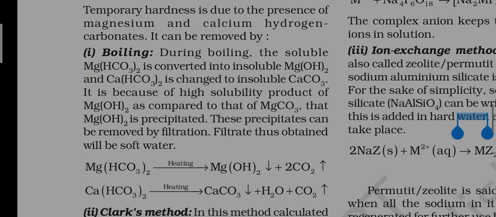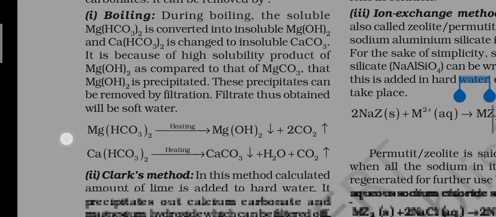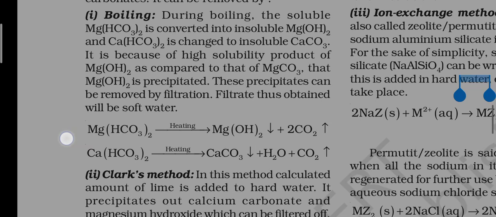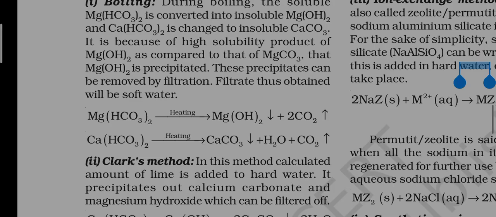During boiling, the soluble Mg(HCO3)2 is converted into insoluble magnesium hydroxide and calcium hydrogen carbonate is changed into insoluble calcium carbonate. It is because of low solubility product of magnesium hydroxide as compared to that of magnesium carbonate that magnesium hydroxide is precipitated. These precipitates can be removed by filtration. Filtrate thus obtained will be soft water.